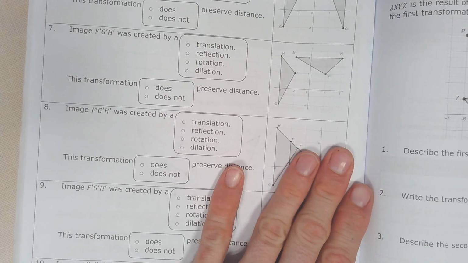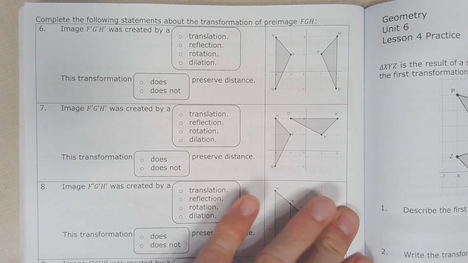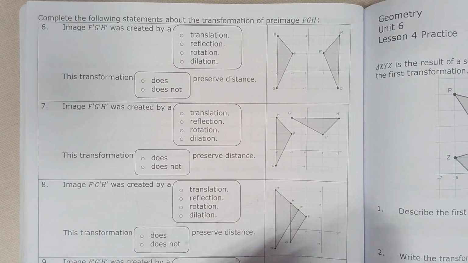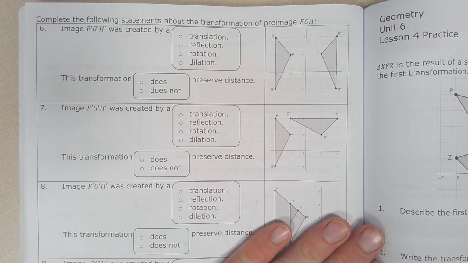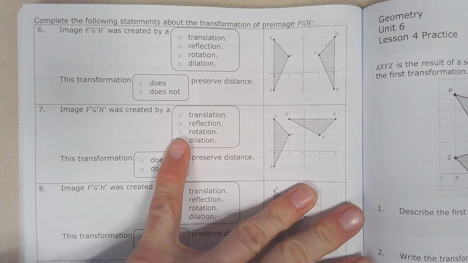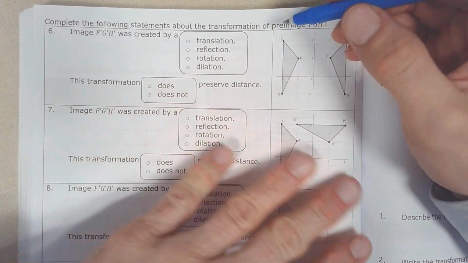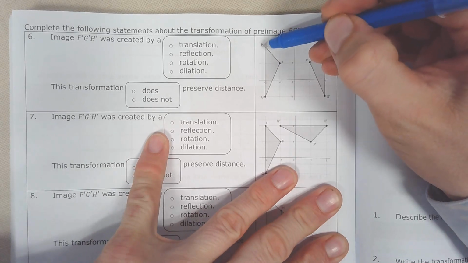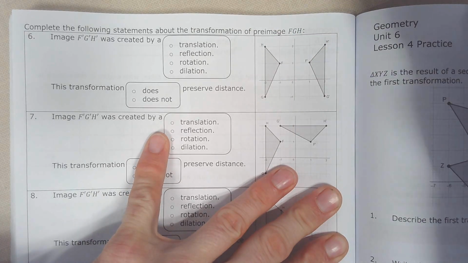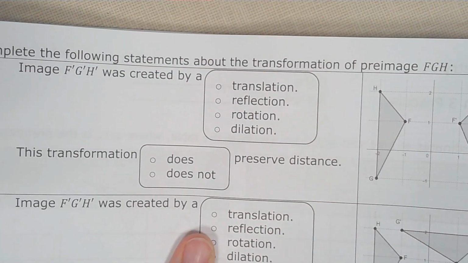All right, so we have this. Complete the following statements about the transformations of FGH. Okay, so we see FGH here. This is the initial, and that's the prime. I could zoom in a little, and still read everything.